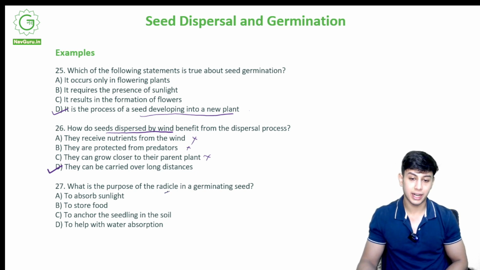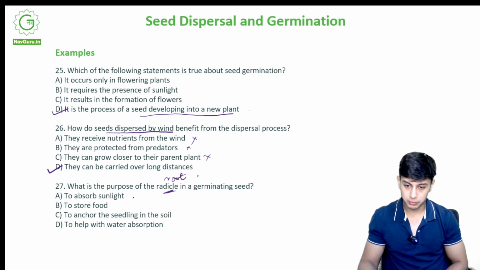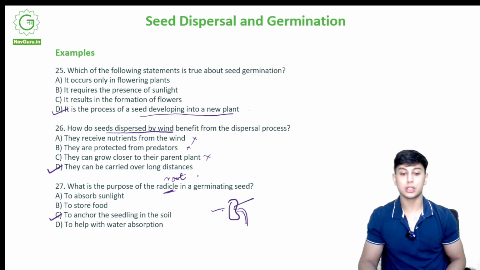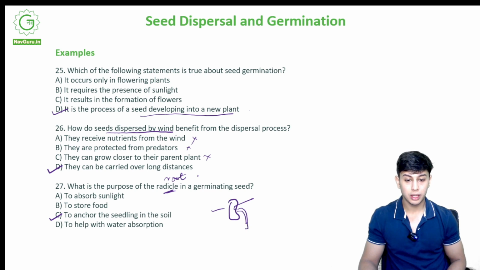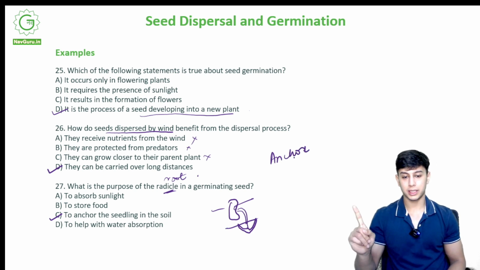What is the purpose of the radicle in a germinating seed root? To absorb sunlight, to store food, to anchor the seedling in the soil, to help with water absorption. So the correct option is option C, to anchor the seedling in the soil. For example, this is the seed, and the radicle, that is the root. Its first and foremost job is to anchor the seed. Anchor means so that the seed does not move from its place. It will firmly hold in the ground.